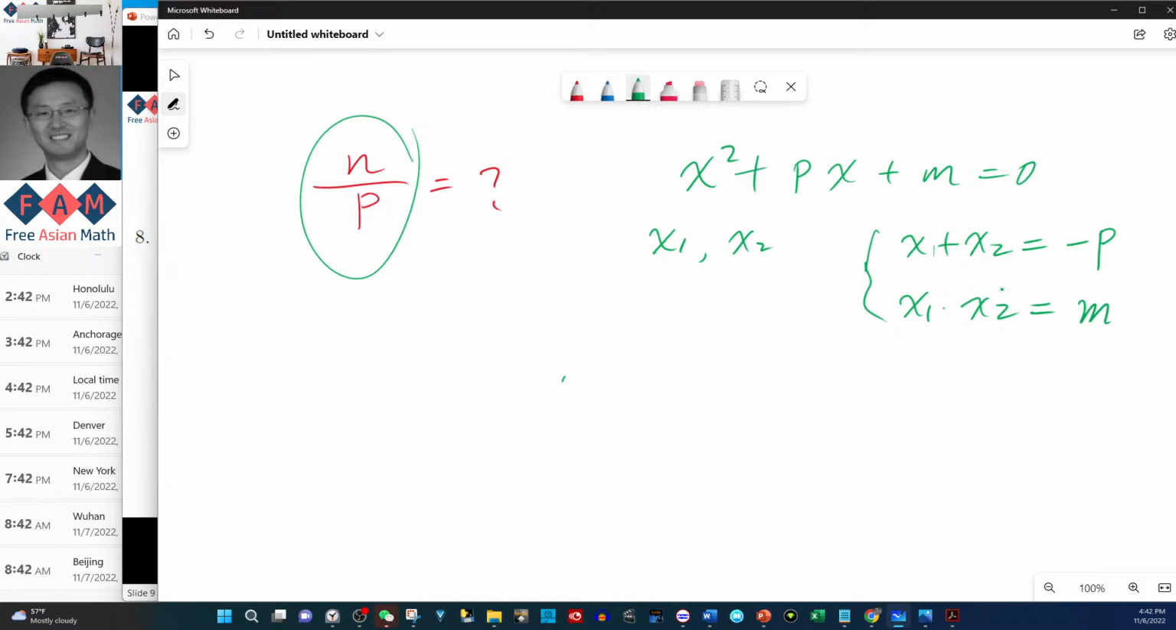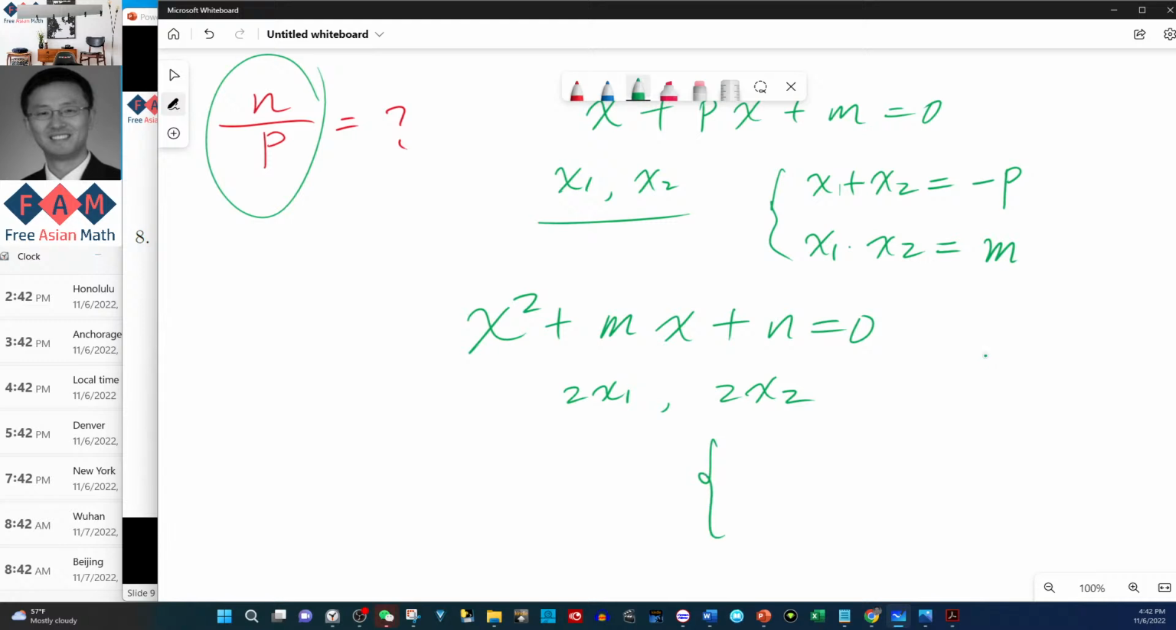Let's take a look at the first equation: x squared plus mx plus n equals 0. By that statement, the solutions of this equation are just twice those two. Therefore, we know 2x1 and 2x2 are the solutions for this quadratic equation. And once again, by the Vieta formula, we have 2x1 plus 2x2 equals negative m, right? And 2x1 times 2x2 equals n.